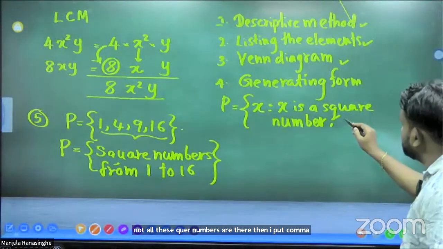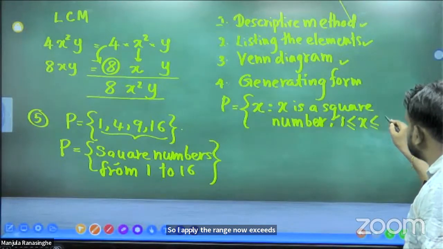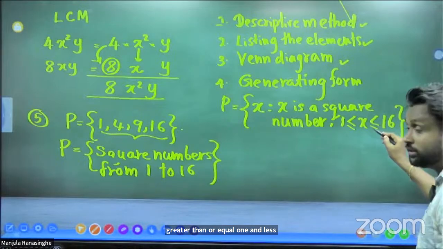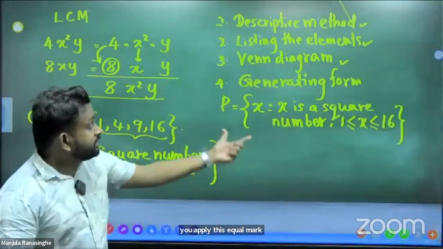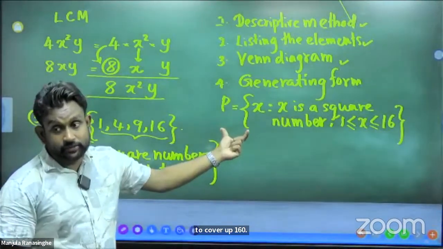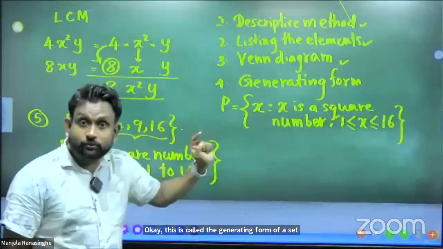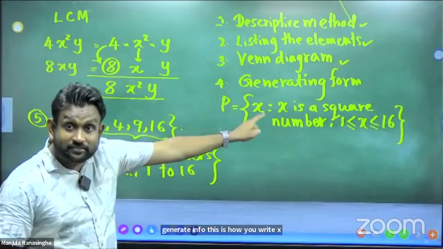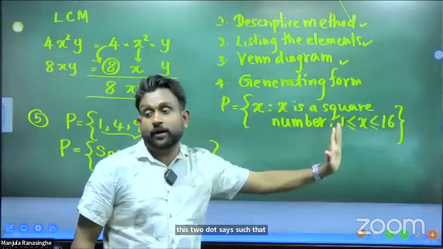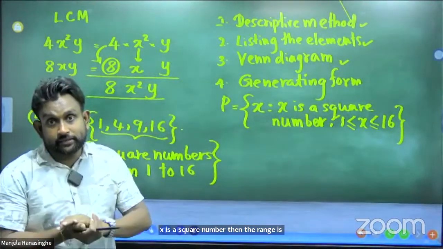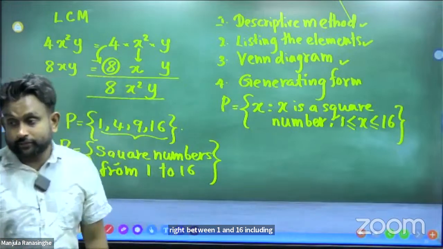Now x is greater than or equal to 1 and less than or equal to 16. If you apply this equal mark, it covers 1 and 16. Okay, this is called the generating form of a set. This is how you write x. How to read that one? X, this two dot says such that, x is a square number, then the range is defined, not all the square numbers, between 1 and 16, including both 1 and 16, right?